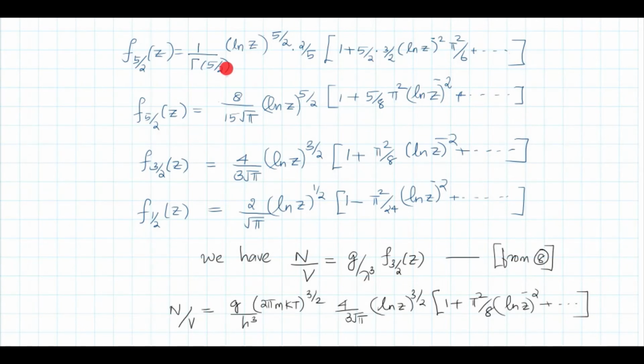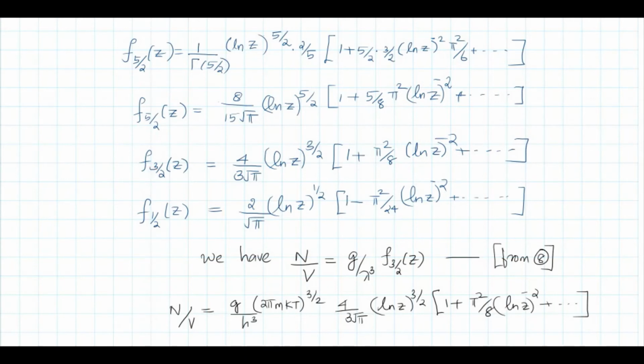What is gamma of 5 by 2? Using the recurrence relation, you can write it as 3 by 2 gamma 3 by 2, and it is 3 by 2 into 1 by 2 gamma 1 by 2. Okay, that is 3 by 4 root pi. Substituting that value and solving, you will get 8 by 15 root pi log z raised to 5 by 2 into 1 plus 5 by 8 pi square into log z raised to minus 2 plus etc. So this is an expansion of Fermi-Dirac functions in powers of log z.